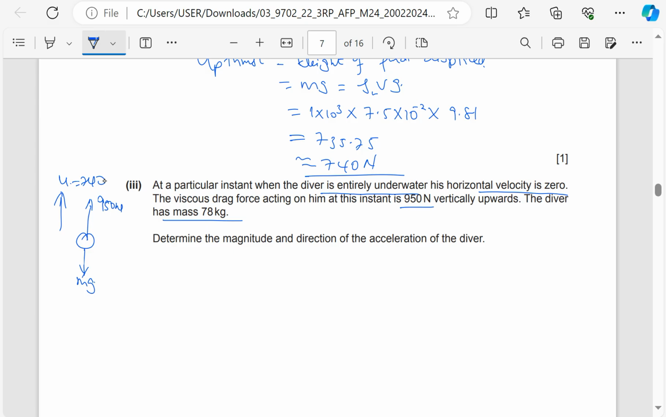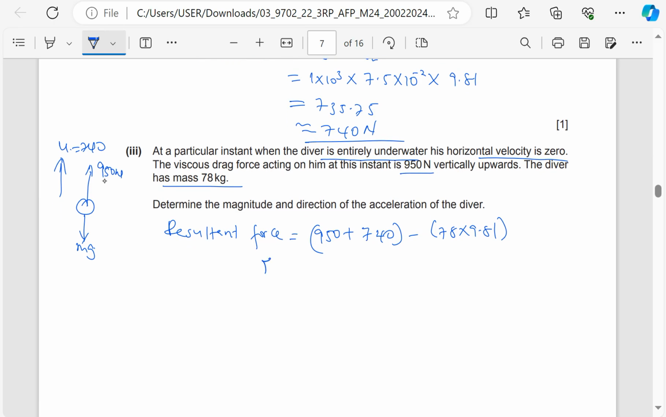First of all, the resultant force is upwards. So the resultant force is going to be the forces upwards, which is the drag force. The drag force always acts in the opposite direction to motion, and he is moving downwards, so the drag force is upwards. The upthrust is always upwards, whether you're moving up or down. So that is the total force upwards minus the total force downwards, which is the weight, mg, which is 78 times 9.81. That is the resultant force.